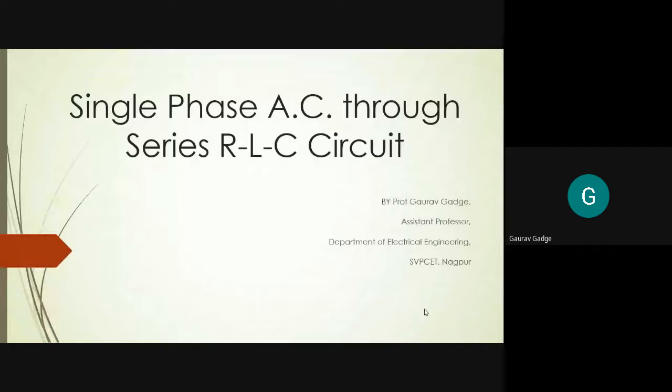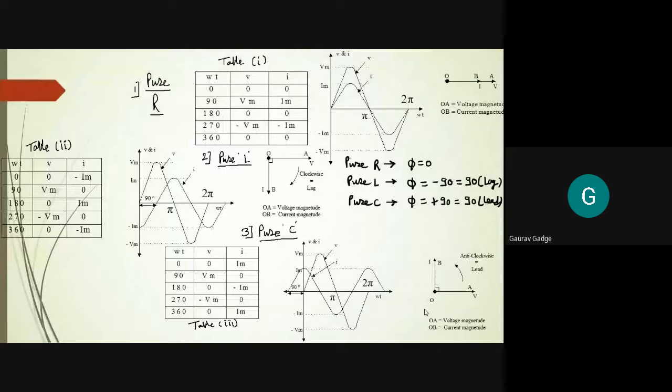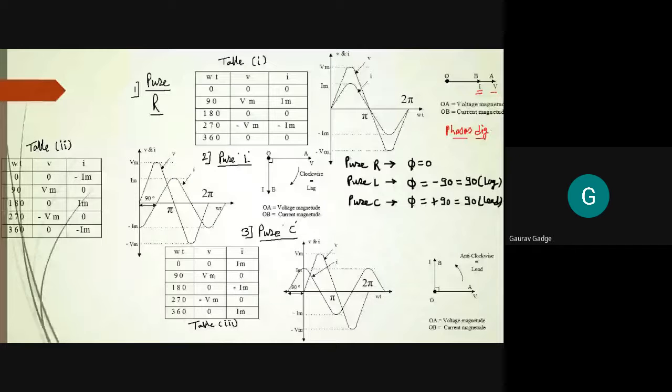Let us now understand the concept which we already studied in the last class. Last class I gave this particular table, so let me quickly revise it because it has already been discussed in the classroom. For a pure resistor, this is the table, and for pure resistance we get the waveform like this. When we plot the phasor diagram, we get current and voltage both in phase. This current I and voltage both are in phase.